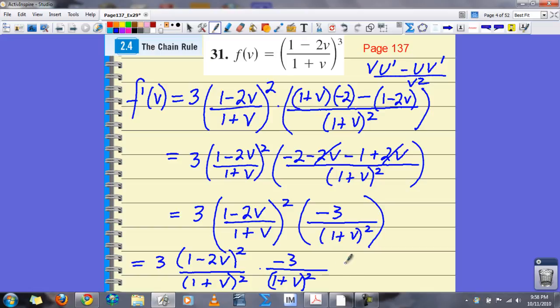Alright? And to get to Bob's answer, they just took this -3 and multiplied it with this +3, and they got -9, and put this back, 1 minus 2v all squared over, and then combining like bases, you're multiplying two like bases right here, so we keep the base the same and just add the exponents. So we end up getting 1 plus v all to the fourth power. And that is totally what Bob got. So this is your final answer. Okay?